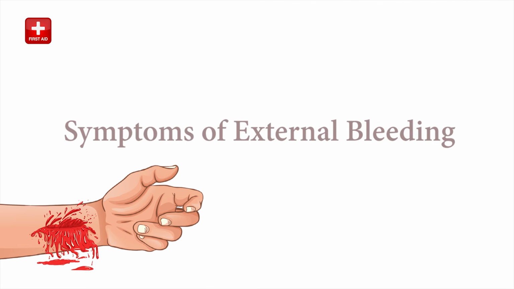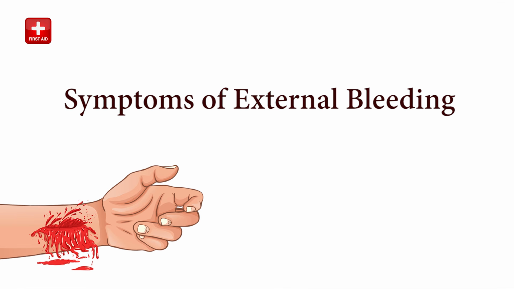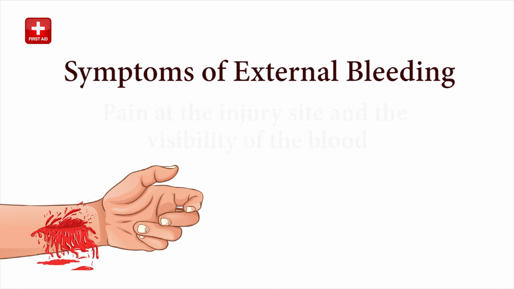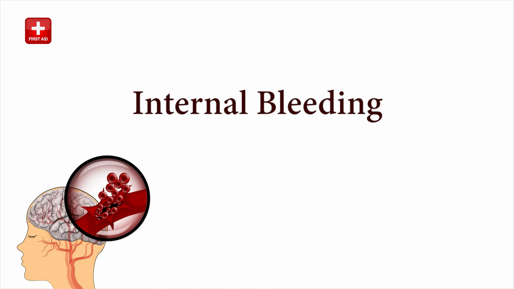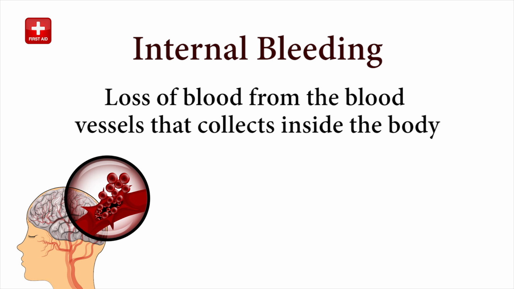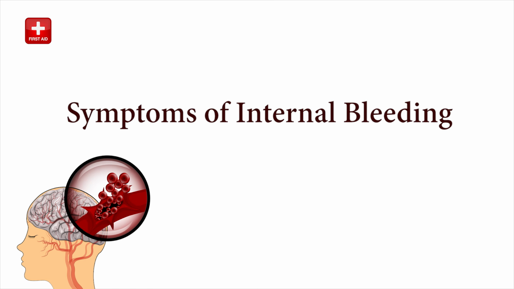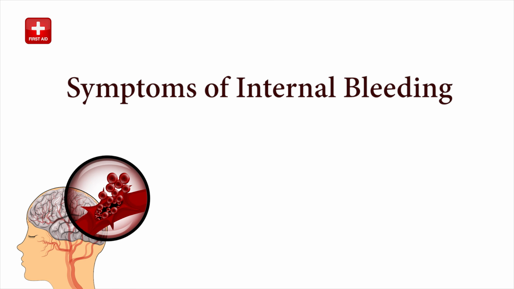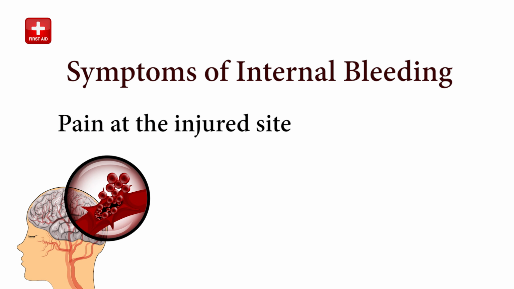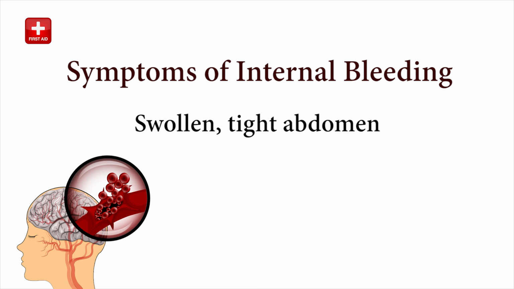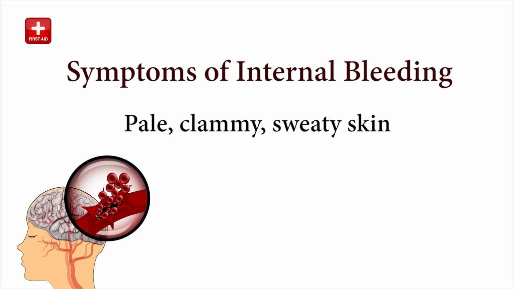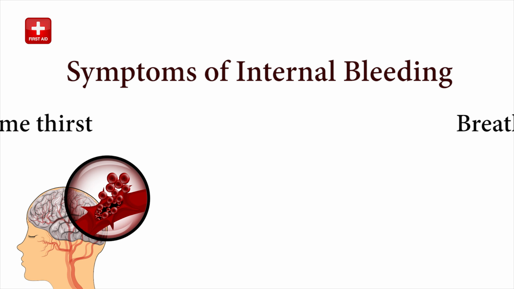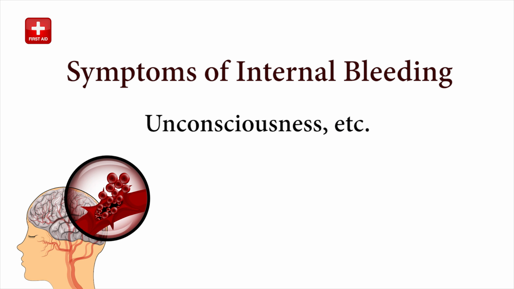The symptoms depend on the site where an injury has taken place on the body, but the most common symptoms are the pain at the injury site and the visibility of the blood. Internal bleeding is the loss of blood from the blood vessels that collects inside the body. For this, the symptoms also depend on the place where the injury has taken place. Then it might be pain at the injured site, swollen, tight abdomen, nausea and vomiting, pale, clammy, sweaty skin, breathlessness, extreme thirst, unconsciousness, etc.